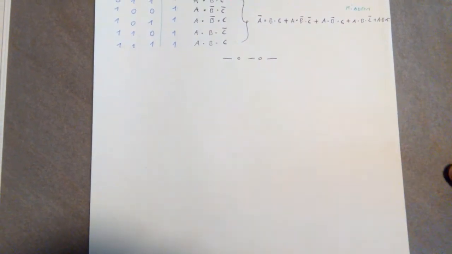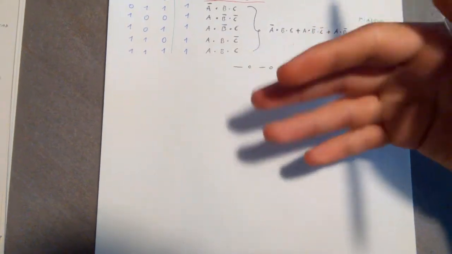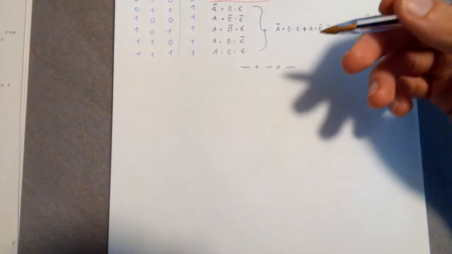Alright, so it's time to talk about the Karnaugh map. So what's a Karnaugh map? What is it good for? Well, generally, whenever you represent entries for your truth table and so on, you generally use the truth table form.